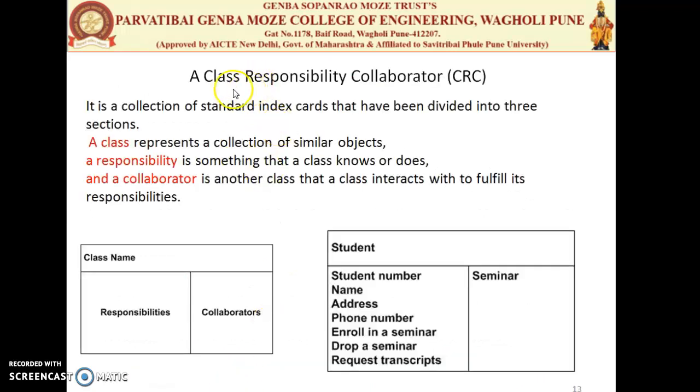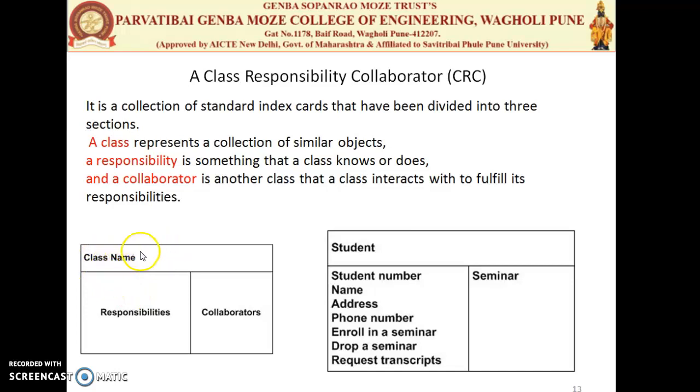Next we'll move to the class responsibility collaborators, that means the CRC. The CRC is a collection of standard index cards that have been divided into three sections. CRC is nothing but the class responsibility collaborator card. Generally it is given to the developer where there are different classes, and different classes have different responsibilities, or we can say collaboration, or relationships between the different classes, or one class may have relationships with different classes. The CRC card is given to each developer or software engineer and has the class name and the collaborators. Here is the basic diagram of the CRC card.